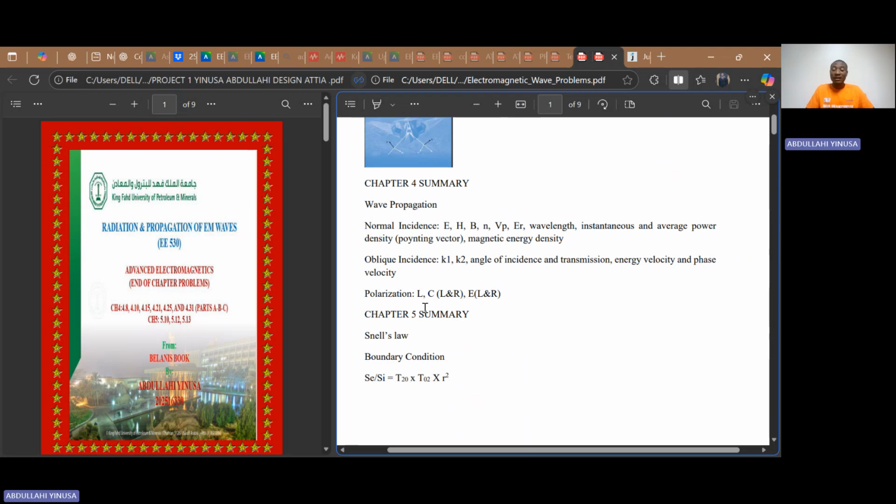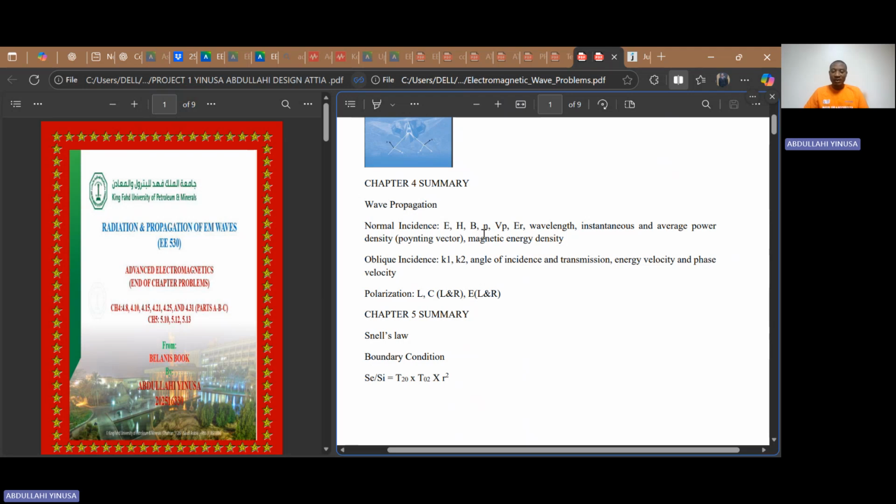The next one is beta, not actually B. B is the magnetic flux density. Here I'm going to write beta. As I said, for the propagation direction, you first write beta, the wave number, which states the magnitude of beta. So that is 2 pi, and it is otherwise known as k.